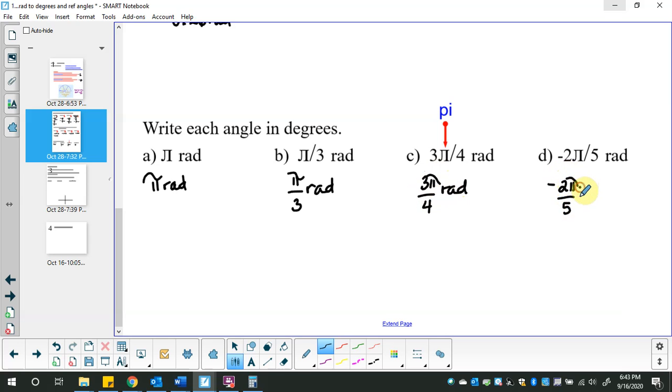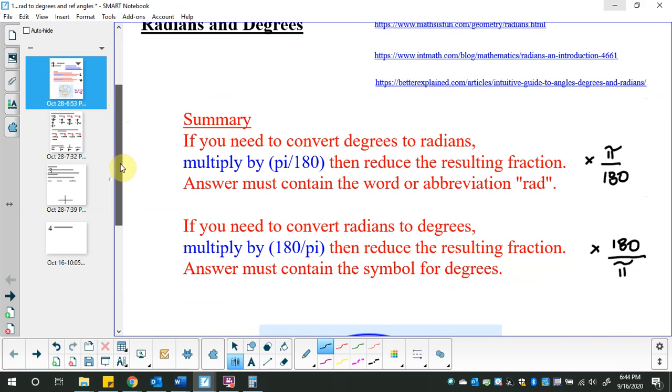So, I don't know if you noticed with this question, I have given you radians, and I'm asking you to write the angle in degrees. So that means that I'm asking you to work in the opposite direction. So this time we have to multiply by 180 over pi.